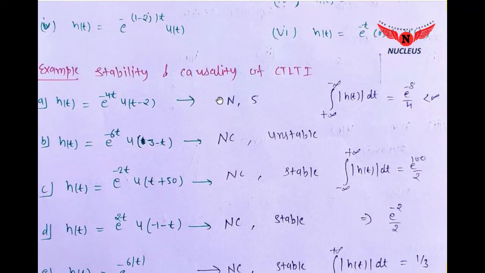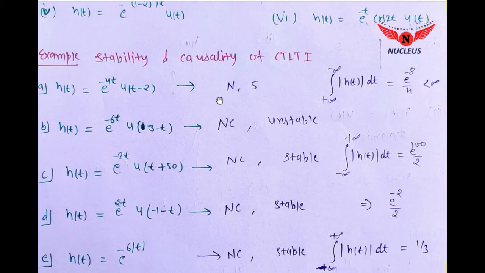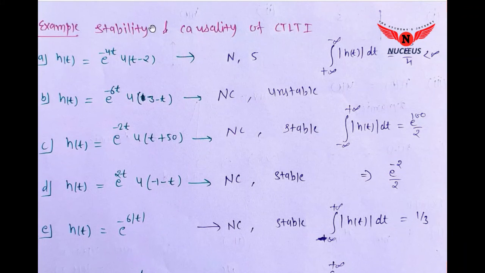Let's take another example and try to solve it. Next example we will discuss: we have to tell about the stability and causality of a continuous time LTI system. So let's take the first example. h(t) is given as e to the power minus 4t u(t minus tau). You have to tell me whether it is non-causal or causal, and tell me about the stability of this function.